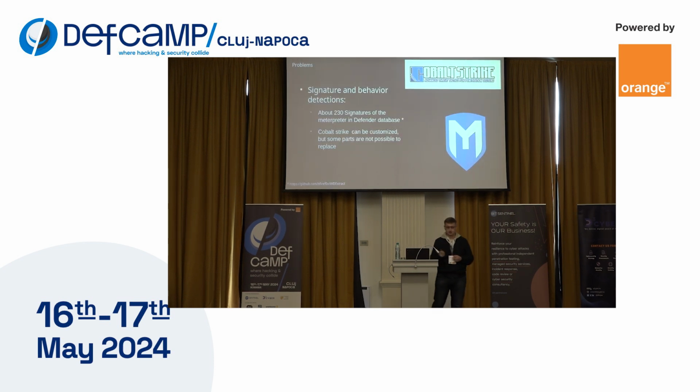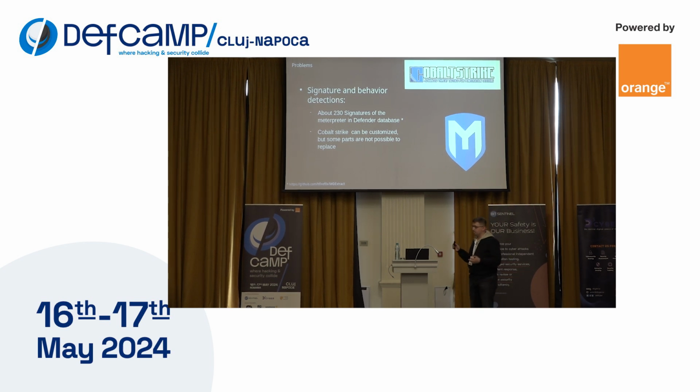Let's continue. So the problem is the following. As a penetration tester, you face the following problem. As soon as a tool becomes really popular among bad guys, it becomes unusable, and you cannot use it on your project. You need to spend a lot of time to prepare it. So, for example, we have the Metasploit Meterpreter, and it has more than 230 signatures in the Microsoft antivirus database. So you cannot use it on your penetration testing project.